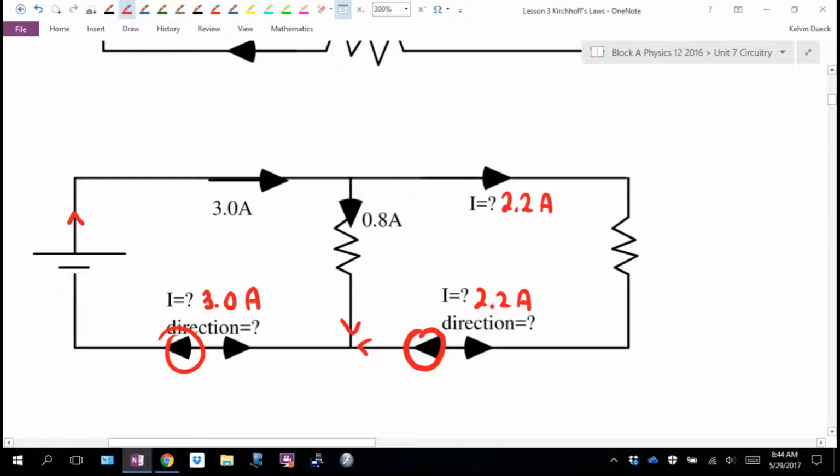That, in a nutshell, is Kirchhoff's law. All I can do is give you more junctions and more paths. Kirchhoff's law for current.